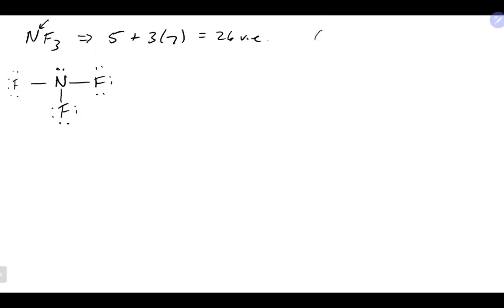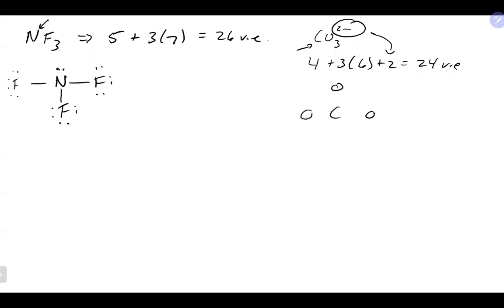Remember that if you did have something with a charge, like we saw carbonate before, that would be 4 for the carbon. There's 3 oxygen, each is 6. Again, the -2 would mean we would add 2 electrons. That's going to give us 24 in this case. Once again here, carbon would be in the center as it's further to the left than oxygen on the periodic table. So that would be C and O and O and O.